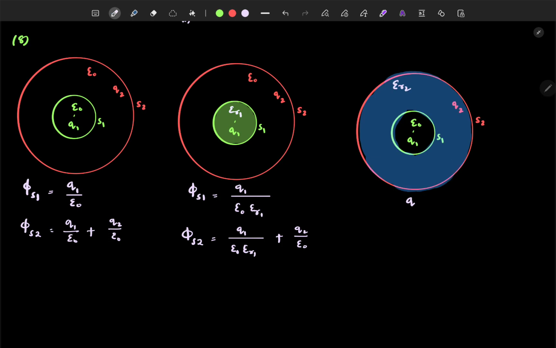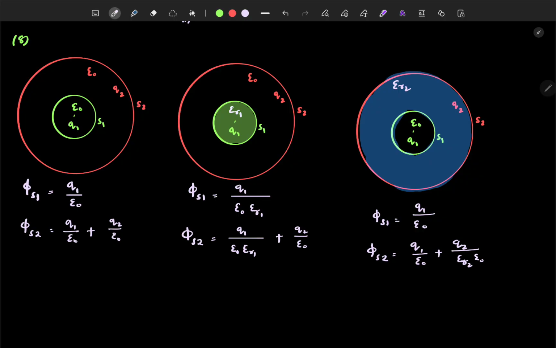Permittivity is epsilon R2. So flux through sphere S1, the answer will be Q1 divided by epsilon naught. And flux through sphere S2, both Q1 and Q2 charges are present. Q1 by epsilon naught plus Q2 divided by epsilon R2 into epsilon naught.